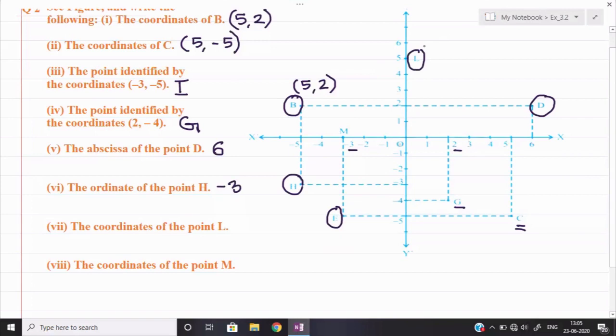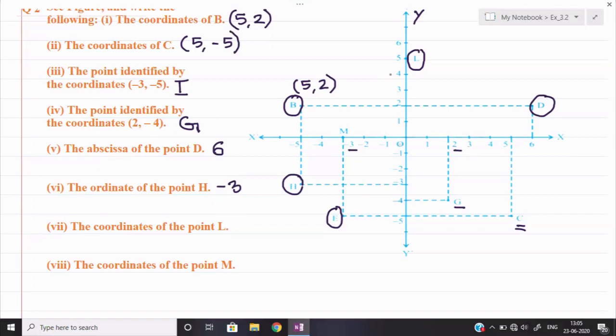See what they are saying. L lies onto the y-axis. Now one thing remember, if any point lies on a particular axis, one coordinate will always be 0. For example, if a point lies onto the y-axis, its x coordinate will be 0. And if a point lies onto the x-axis, then its y coordinate will be 0.